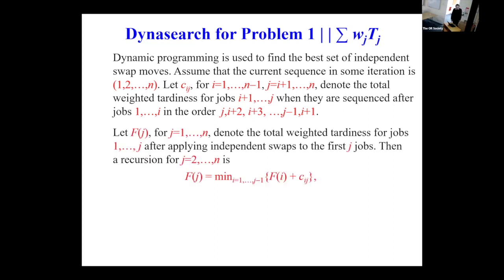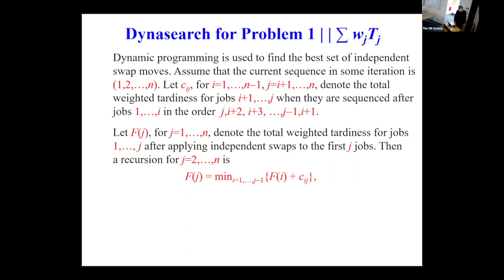So capital F is the total weighted tardiness for jobs, and F of j is looking at the first j jobs, after applying independent swaps. This is a recursive equation saying how we would get to F of j. We would have some previous set of blocks going up to job i at the beginning, and then the Cij would be what we get by looking at the jobs i plus 1 up to j. I should add that if this swap of i plus 1 and j results in something that is worse, then you keep the original value and you don't actually interchange i plus 1 and j.